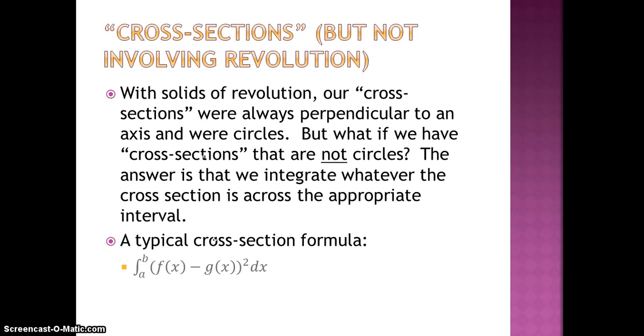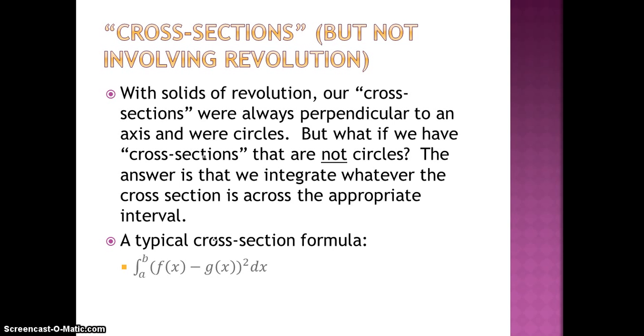With our solids of revolution, in our previous reading quiz, we dealt with cross-sections that were perpendicular to an axis and were circles. We don't always have to have circles. What if we did cross-sections that were maybe squares or triangles or something like that? The answer is that when we know our formula for a cross-section, we can integrate the formula for the area of that cross-section across an appropriate interval.